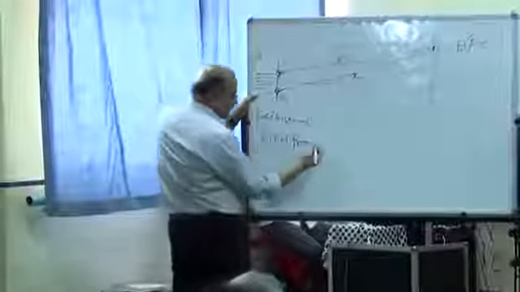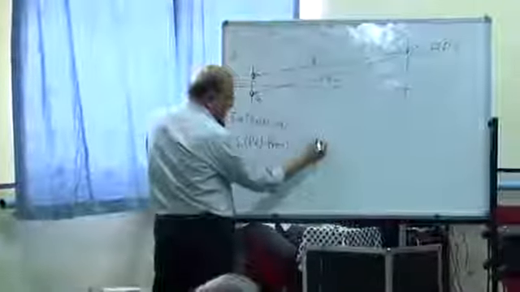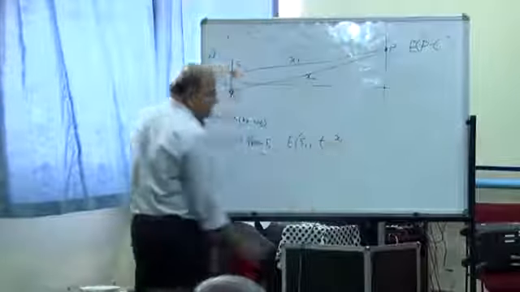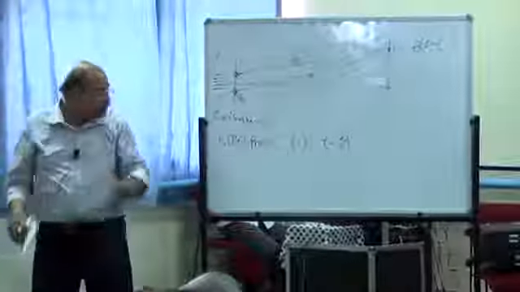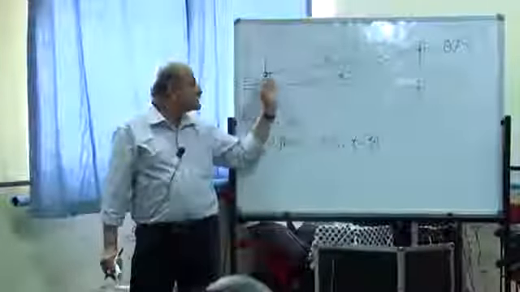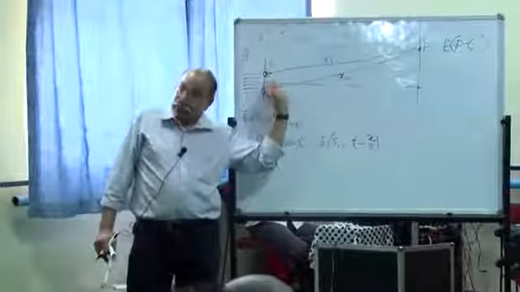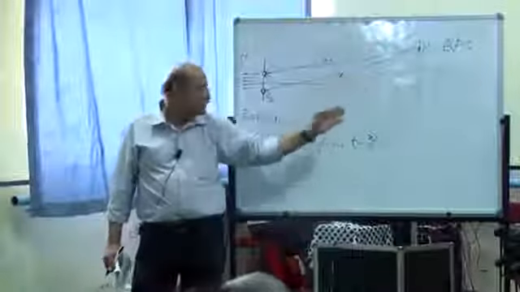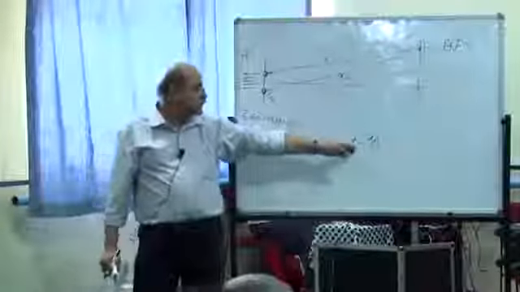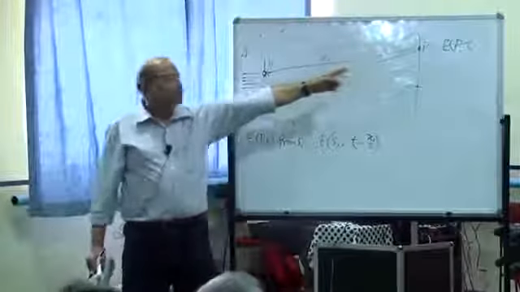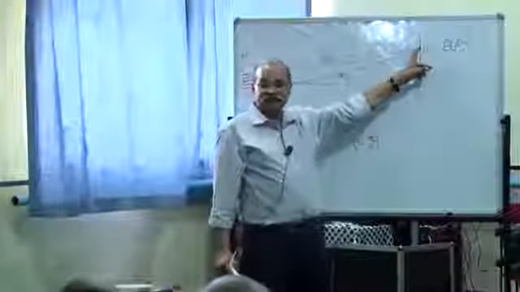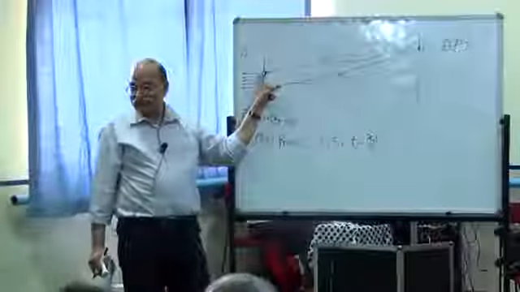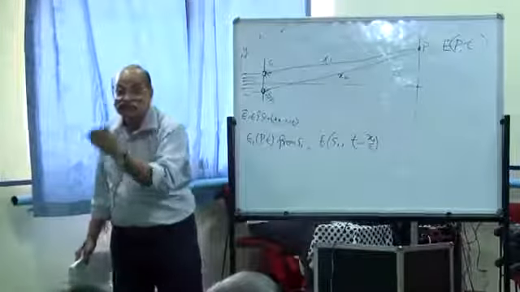So this is the same as E at S1 at time t minus x1 by c. Whatever is at S1 at this time, the same thing will reach point P. It will travel a distance x1 in time x1 by c, and it will reach there. So the electric field at P at time t is the same as the electric field at S1 at time t minus x1 by c.